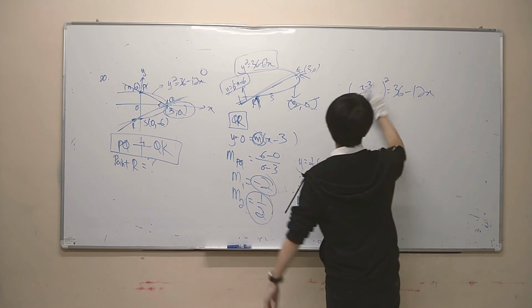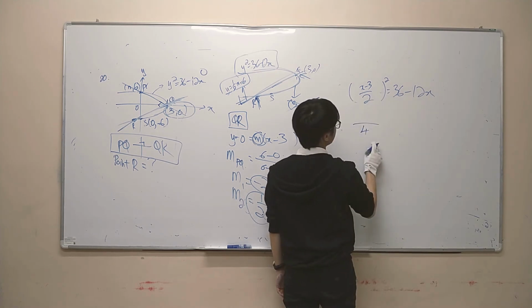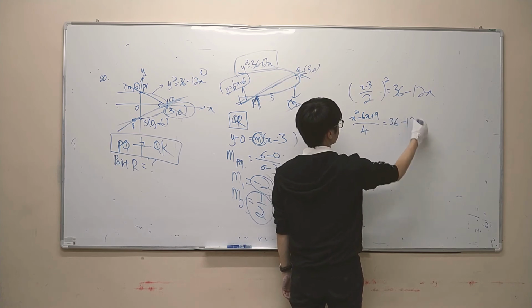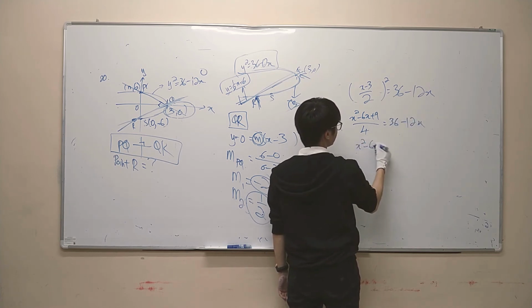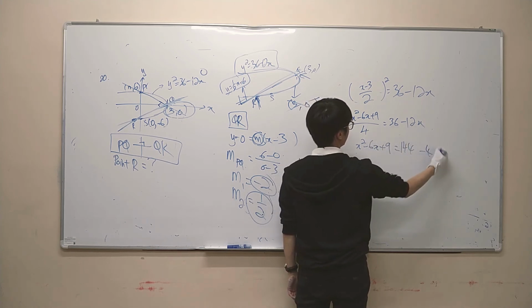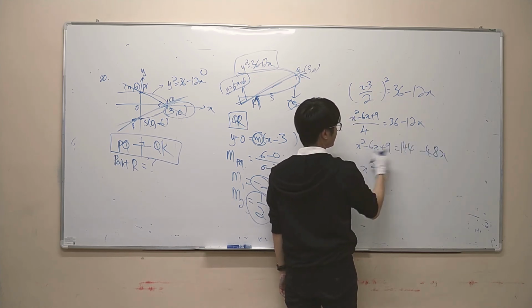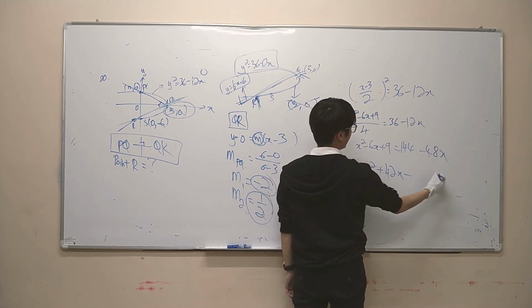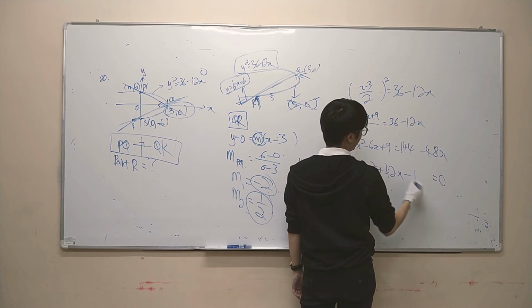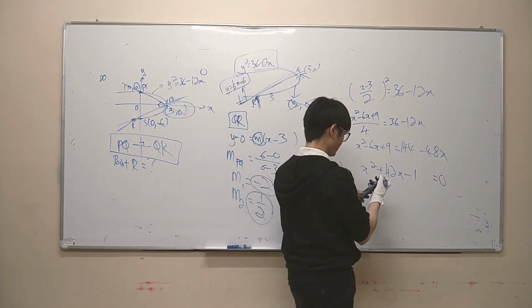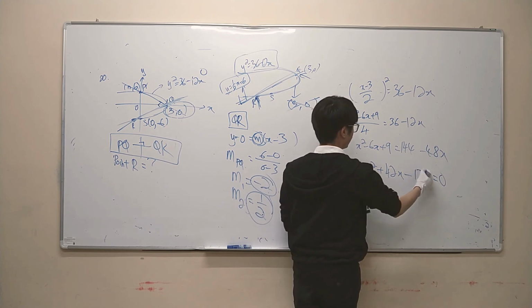Okay, x minus 3 over 2, squared. So the bottom also has a square, 4. So x squared minus 6x plus 9 equals 36 minus 12x. So x squared minus 6x plus 9 equals 4 times 36, which is 144, and 4 times 12 is 48x. And then x squared minus 6x plus 48x is plus 42x. 9 minus 144 is negative something. Okay, use your calculator. What's 144 minus 9? 135.